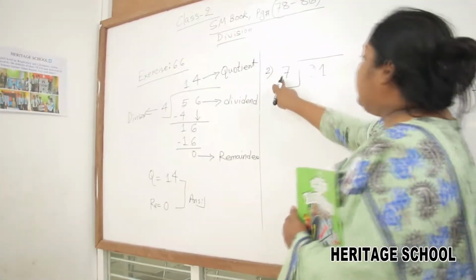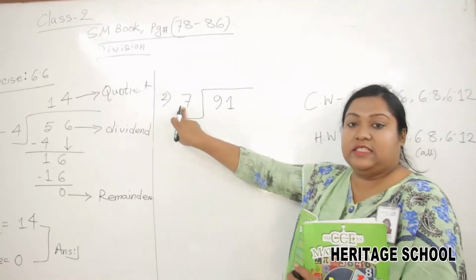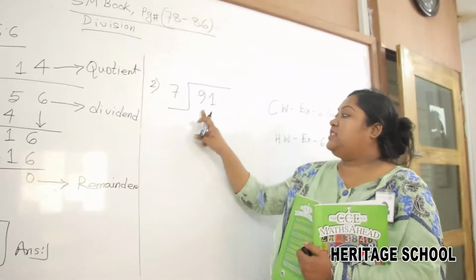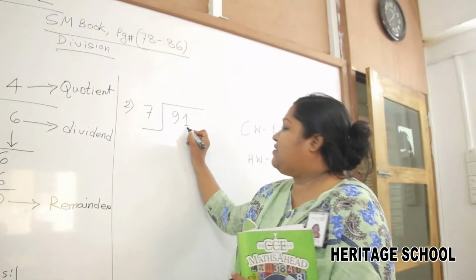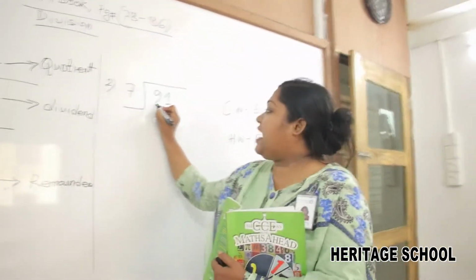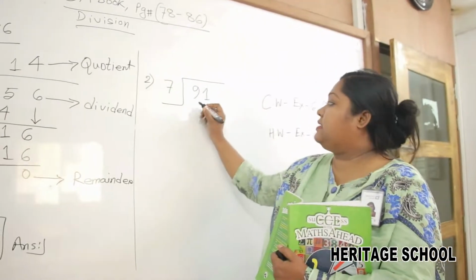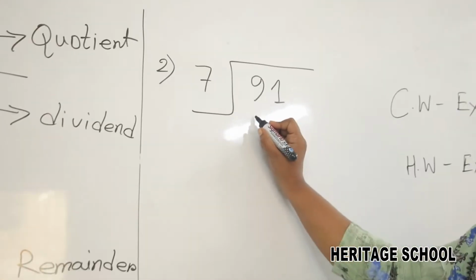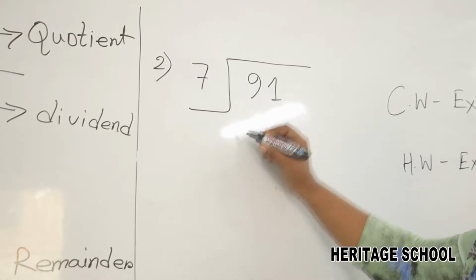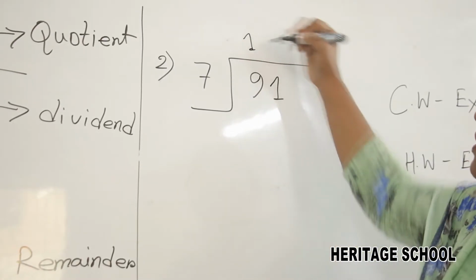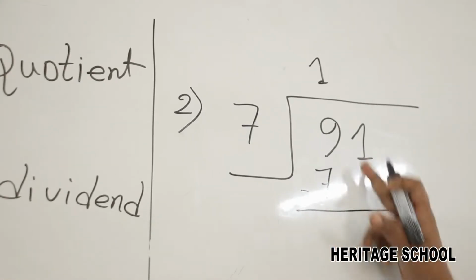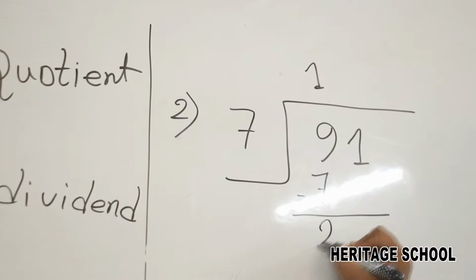Number 2 also. 7 is our divisor. 91 divided by 7. So first what I will take? 1 is our ones and 9 is tens. 9 tens, so tens we will start first. 9 will be divided by 7. How many times will it go? 7 ones are 7. Now I have to do the subtraction. 9 minus 7 is 2.